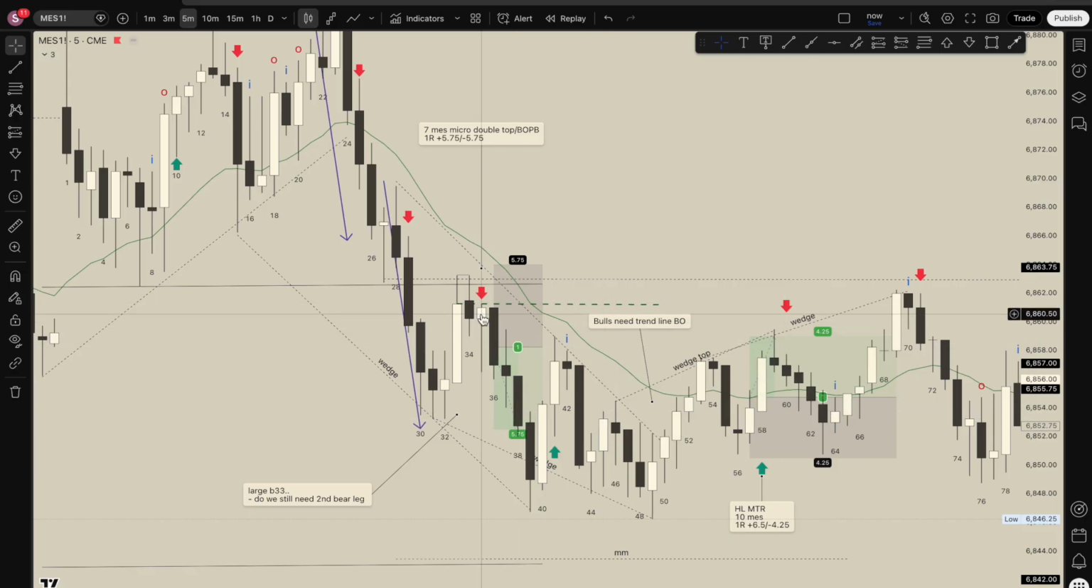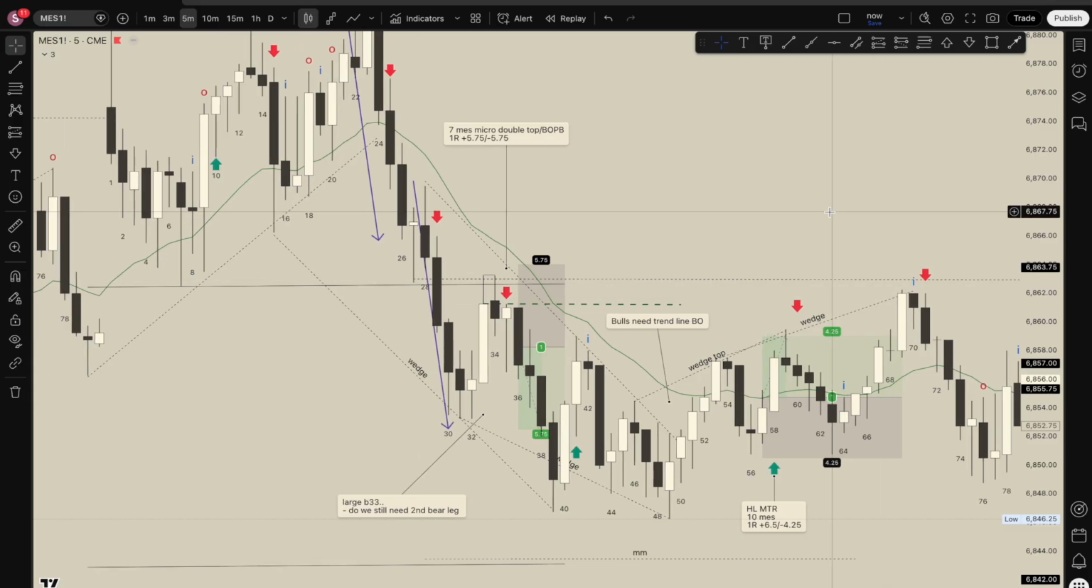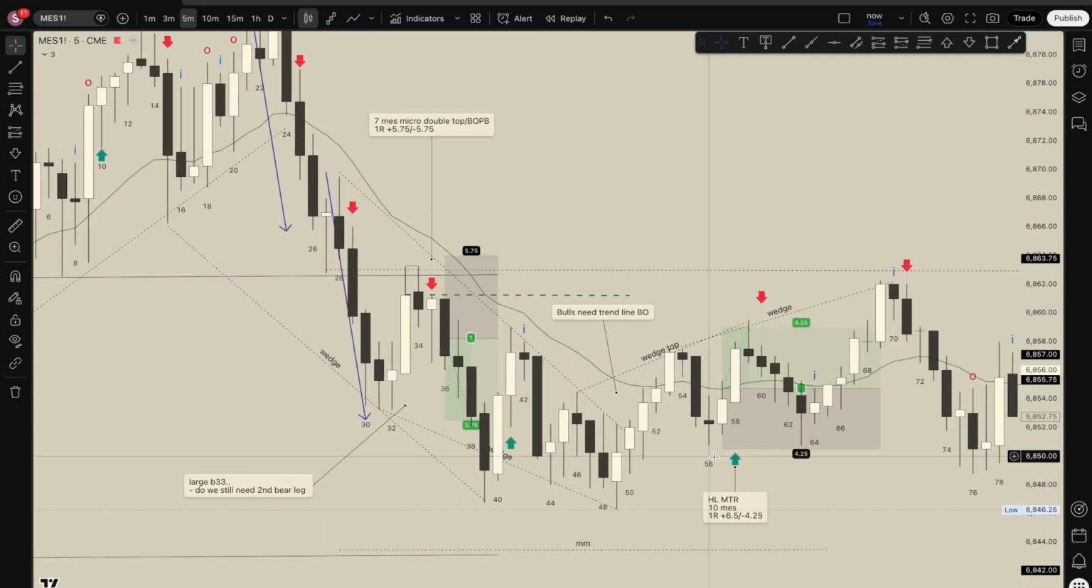We have these equal highs, and we're currently in a trading range, right? And this is the trading range line. And every one of these highs serves as resistance. So I took a scalp essentially for 1R.